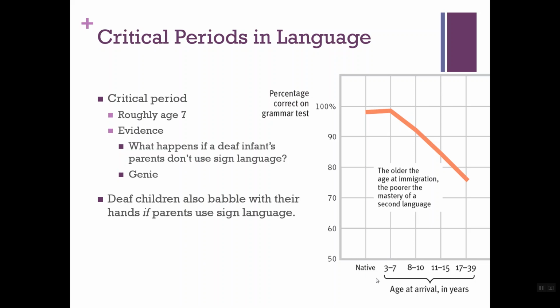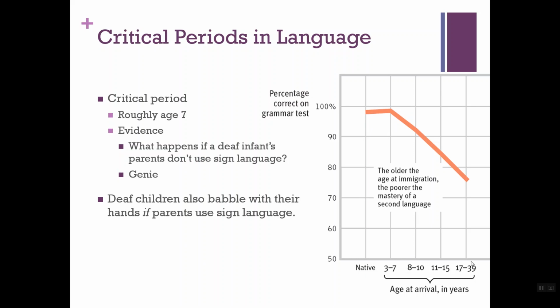The earlier they immigrate to the country that has that second language, and maybe they have to learn, they're trying to learn English, the earlier they immigrate, the higher percentage they will have on that grammar test, the more language they will acquire or better acquire in English.